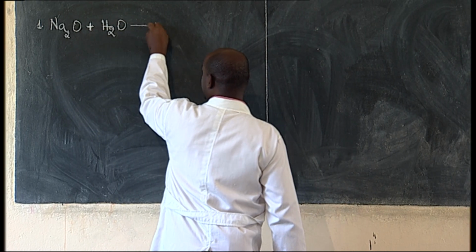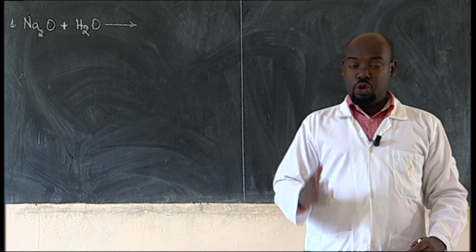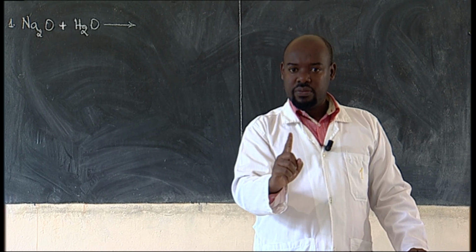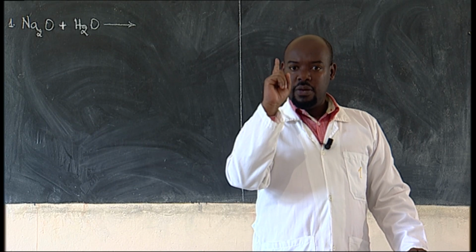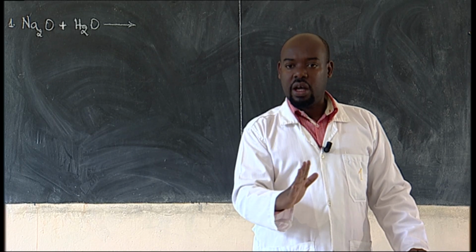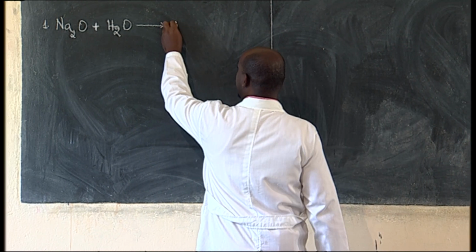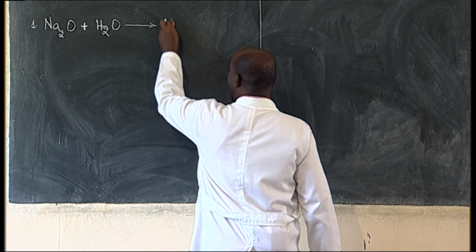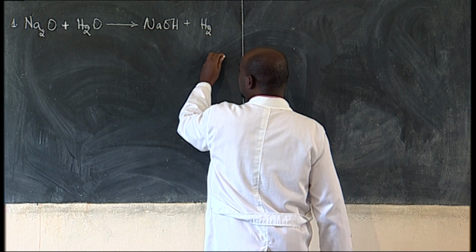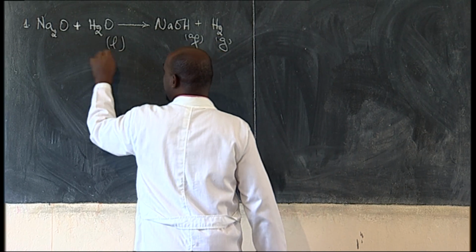What do we produce? If you remember, we said we cannot predict the solubility of these oxides. Why? Because of one reason. We know they react vigorously with water, so we cannot get their solutions. Now, what do we get when they react? The oxides react with water to produce hydroxides. So here we get sodium hydroxide and hydrogen gas. So this will be in aqueous solution. This is a gas, this is liquid, and this will be solid.